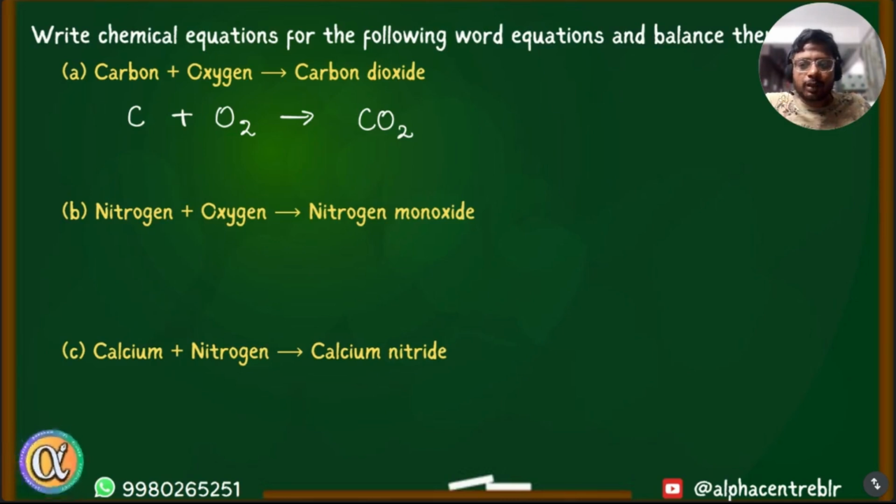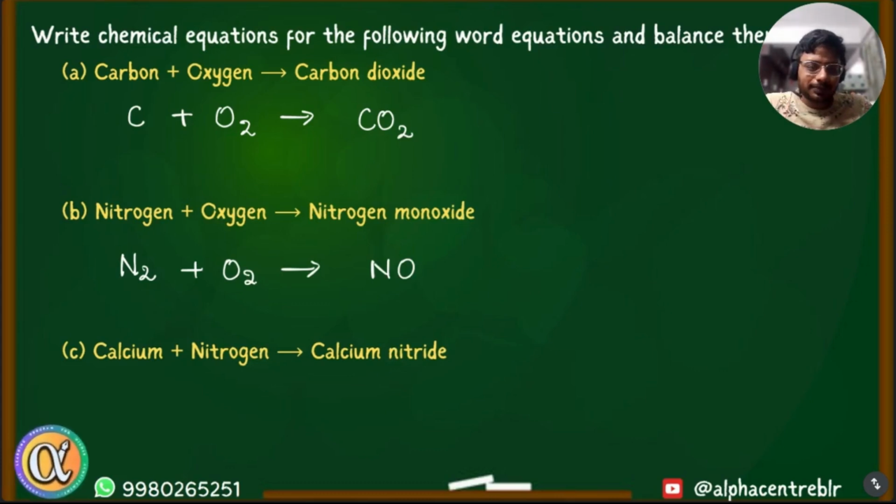Okay, next, nitrogen. What is the formula for nitrogen? N2. Whenever they say nitrogen, we take nitrogen in its molecular form, because in nature nitrogen is always present in the form of N2. Free, independent nitrogen atoms are not found in nature. So suppose a word equation is given like this, we always take the reactant in its natural state. Same thing for oxygen: O2. The formula for nitrogen monoxide is NO, so I think it's 2NO. Good. That's it.